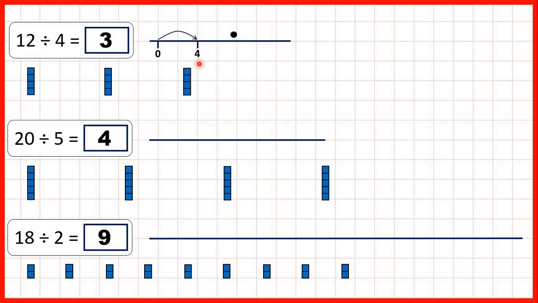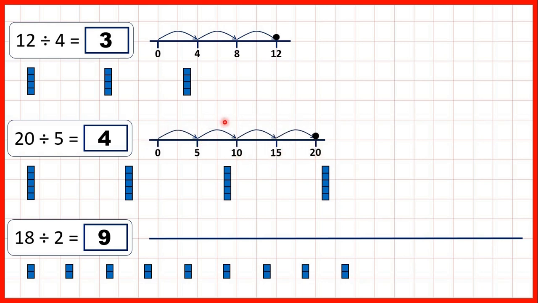Counting in 4s, we have 4, 8, 12, and because we made 3 jumps of 4, we know that our answer is 3. Notice division problems can be read backwards as multiplications. So 12 divided by 4 is 3 because 3 times 4 is 12. Now for 20 divided by 5, we could count in steps of 5 until we get to 20. So counting in 5s, we have 5, 10, 15, 20.